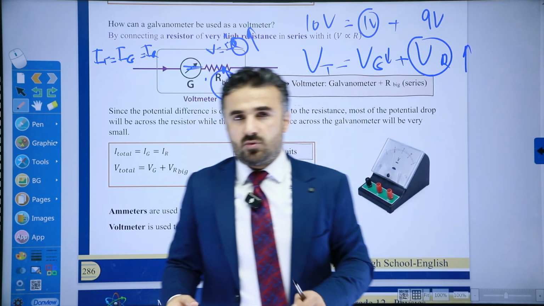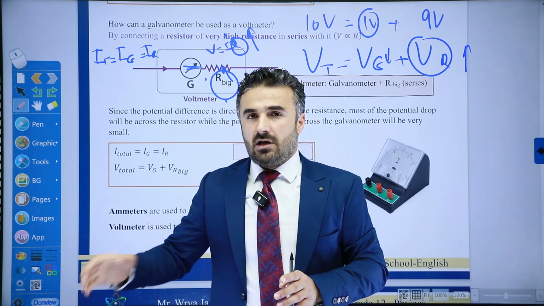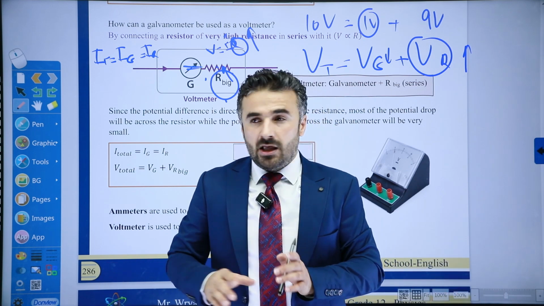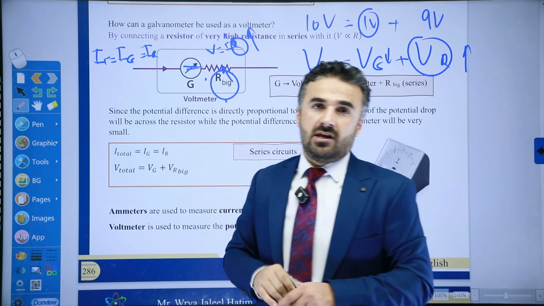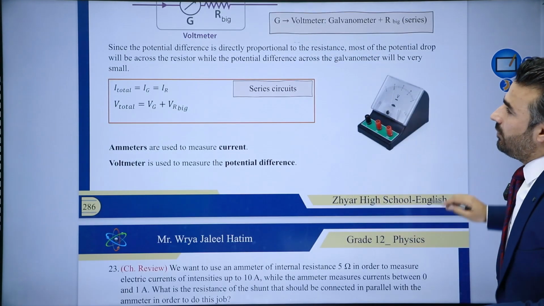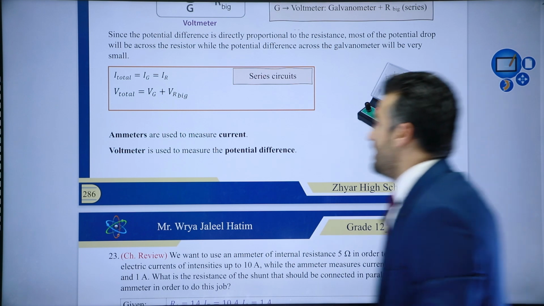So going back to this, we can use a galvanometer as an ordinary voltmeter by connecting a very big resistance in series with the galvanometer. Then we can do that, of course. Now, we can also use the galvanometer as an ammeter.